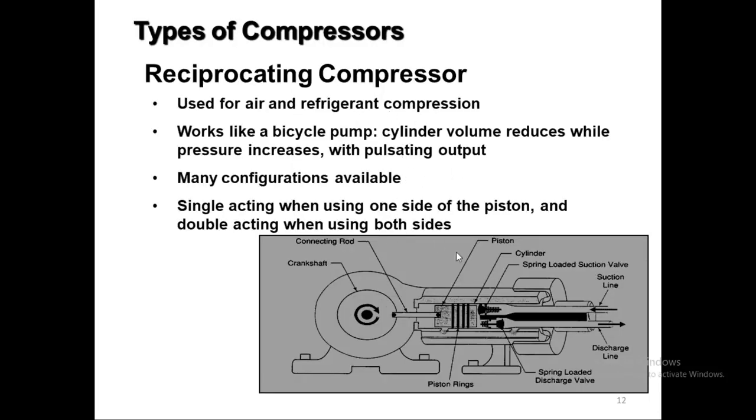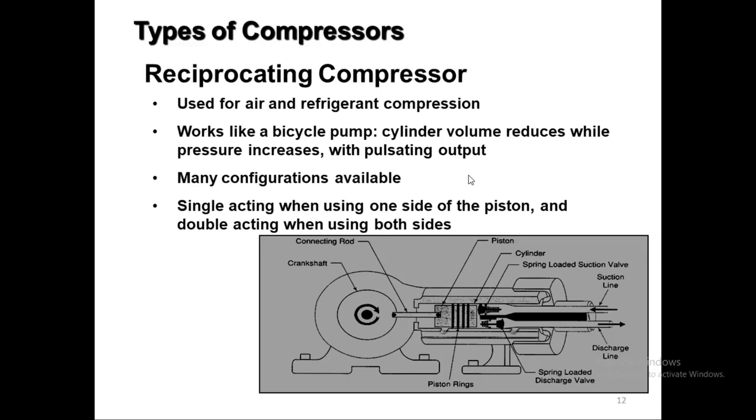So this is a sketch just showing how the reciprocating compressor works. And I will try my best to show you a video also during this lecture, so you can understand how a reciprocating type compressor works. Basically it works the same way as a piston cylinder engine works. A reciprocating compressor used for air and refrigerant compression works like a bicycle pump. Cylinder volume reduces while pressure increases, with pulsating output. Pulsating, not continuous output, as I was saying, it's a batch kind of process.